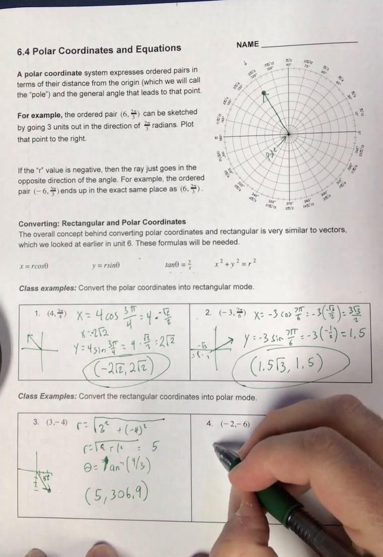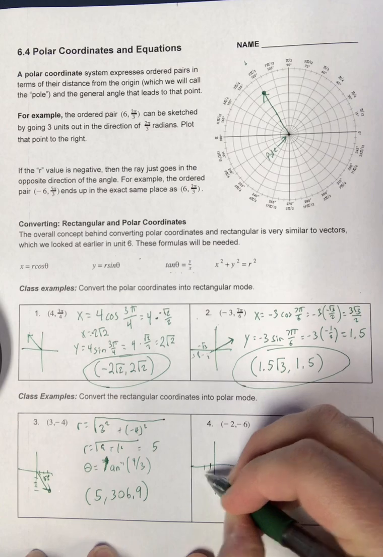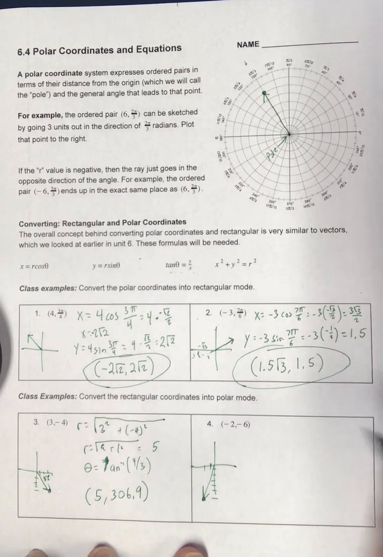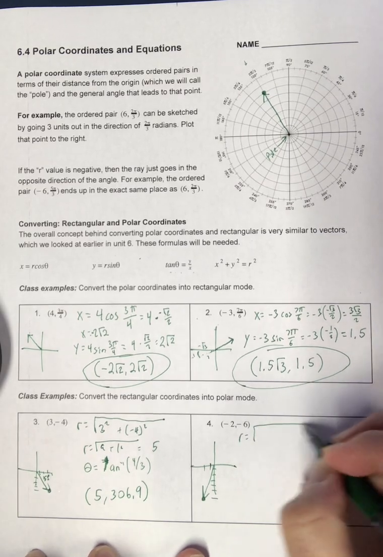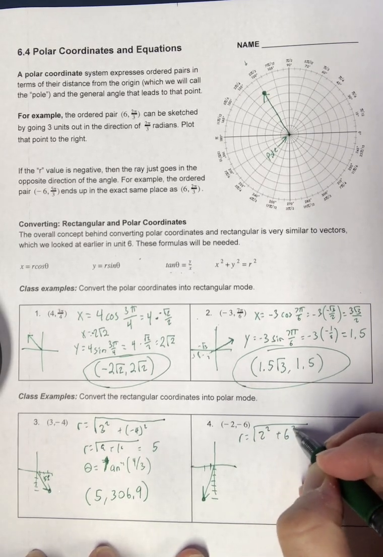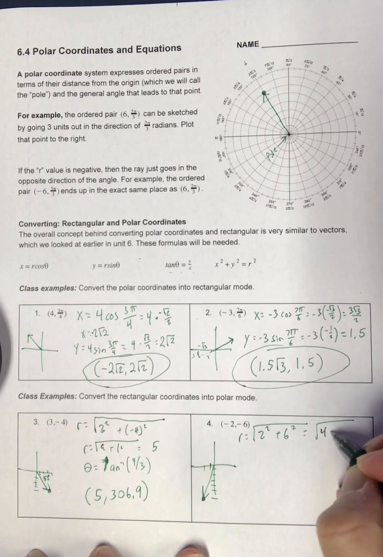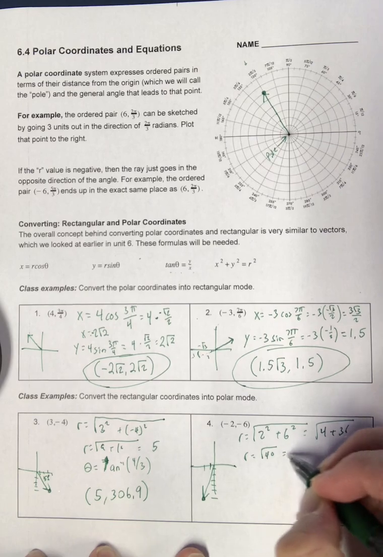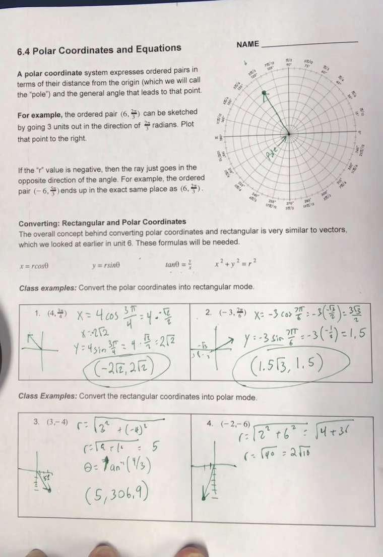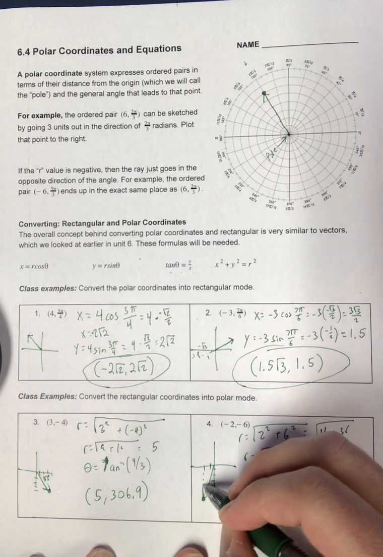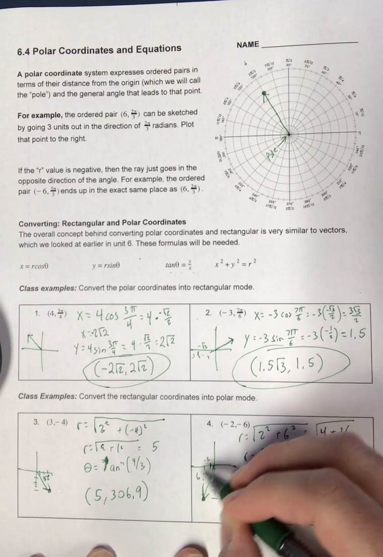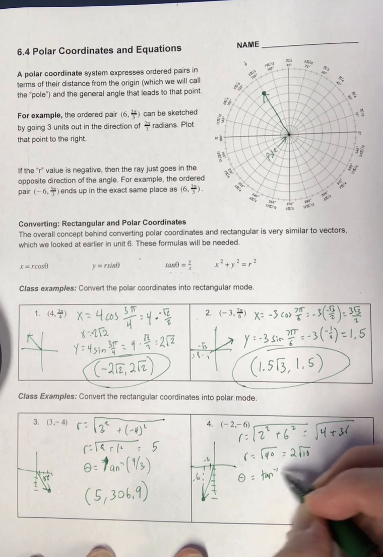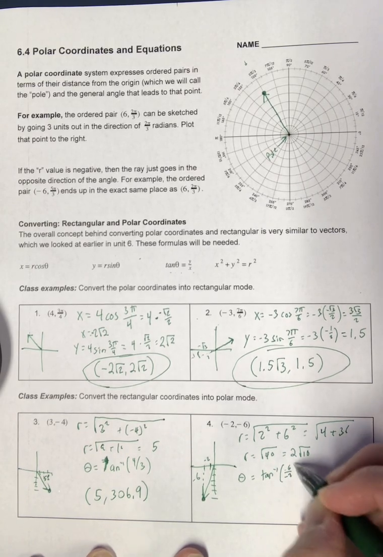Okay, negative 2, negative 6. 1, 2, 1, 2, 3, 4, 5, 6, right there. The r value is equal to the square root of 2 squared plus 6 squared, so that would be 4 plus 36. R is equal to square root of 40. Let's rationalize that to 2 rad 10. The theta value here, that's 6, that's 2. So theta is going to be equal to the inverse tan of negative 6 over negative 2.